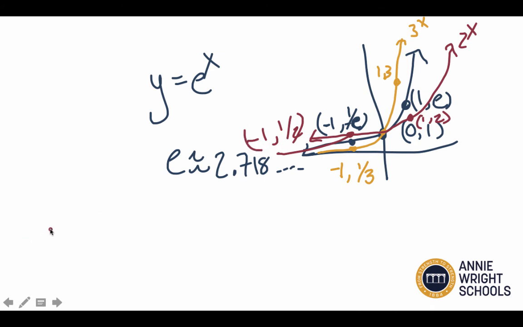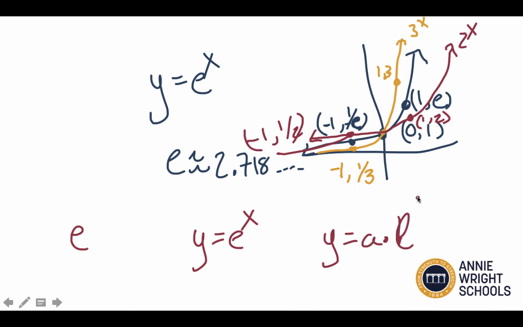So tomorrow in class, we're going to do a lot with e. That's going to include graphing things that look like this, and then graphing things that look like this. So we'll get to practice transformations again, and then we'll do some more word problems with compounded interest and continuous interest. All right, have a good day.